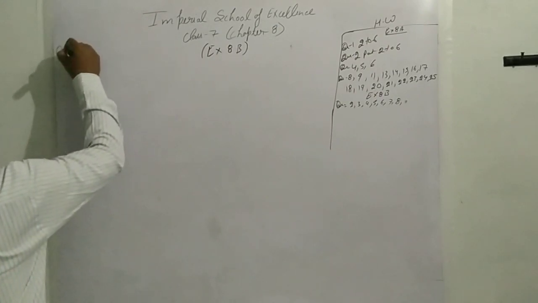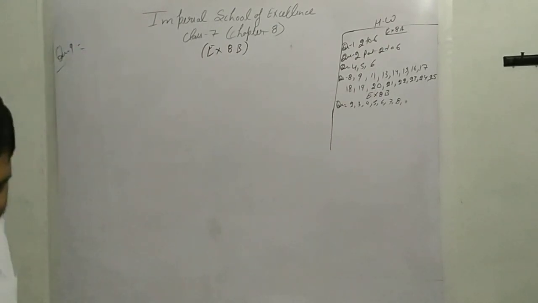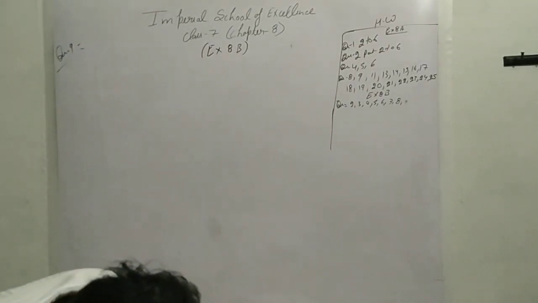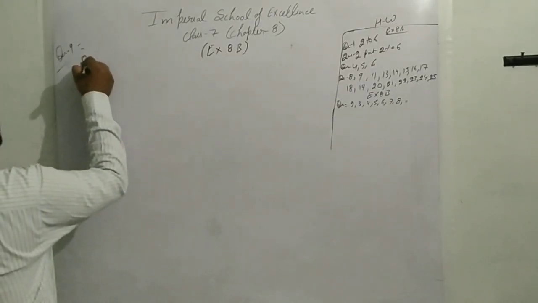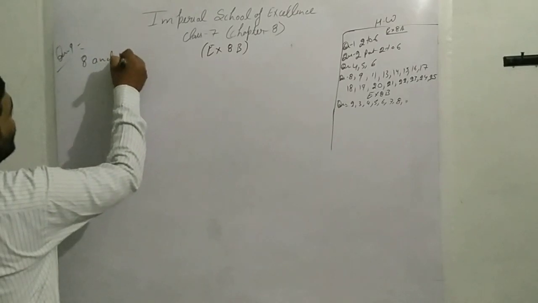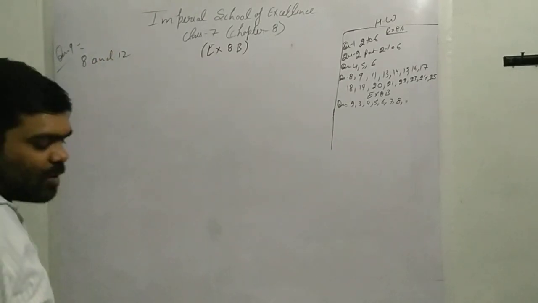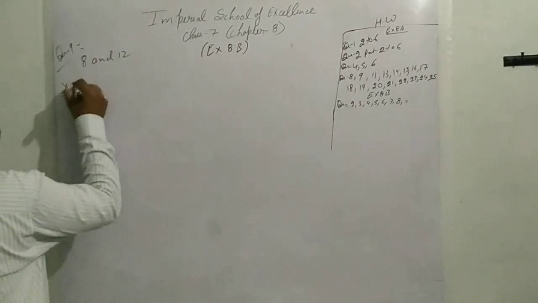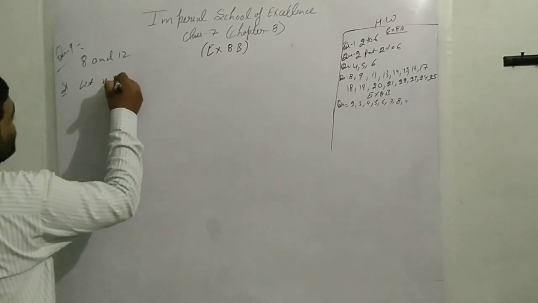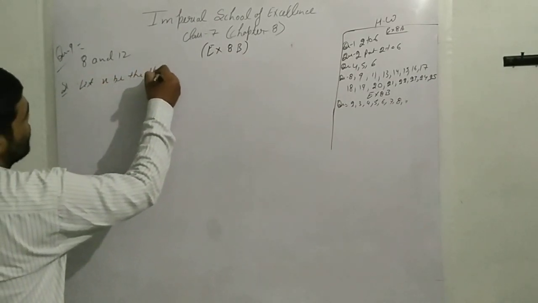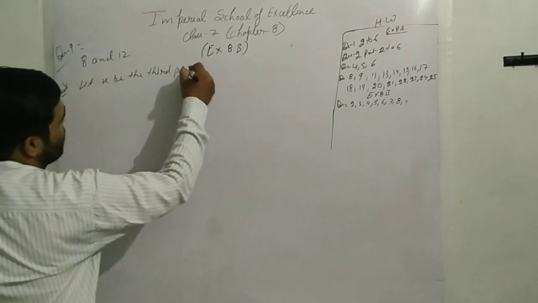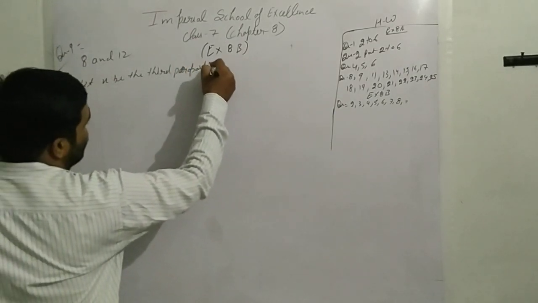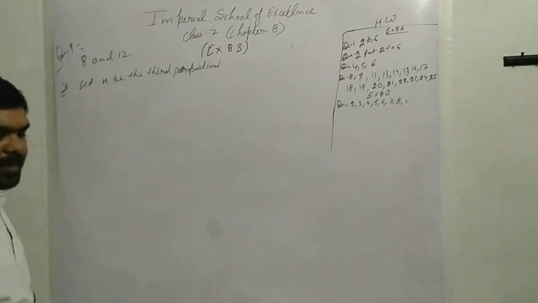Question number 9 is given. Find the third proportional to 8 and 12. You have to find the third proportional. You are given 8 and 12. What you have to do? Let x be the third proportional. We have taken x as the third proportional.